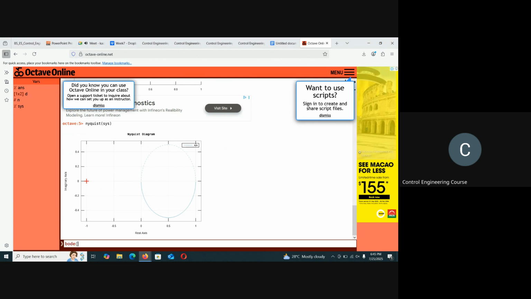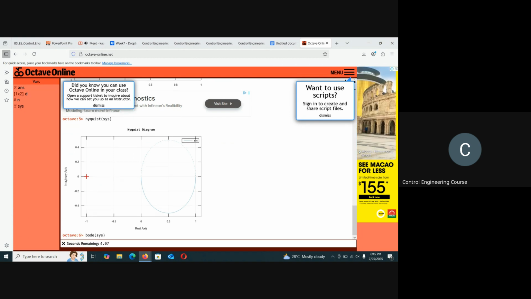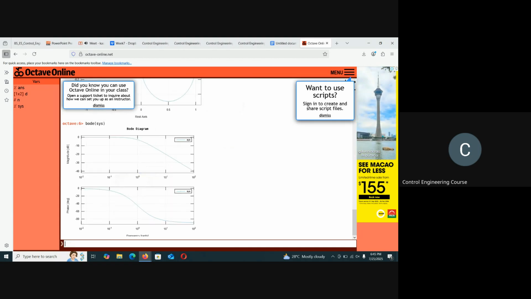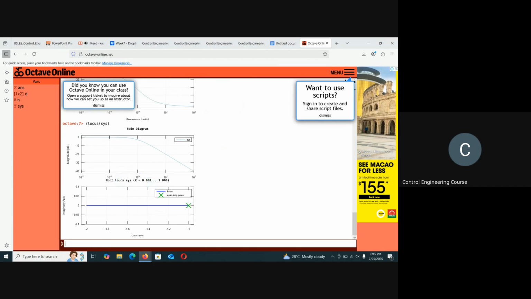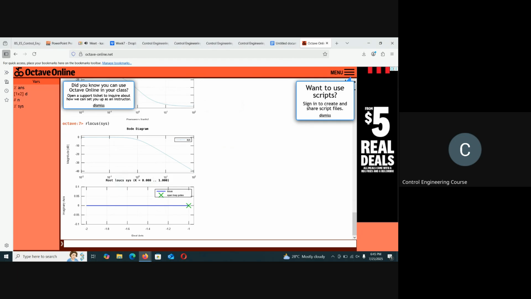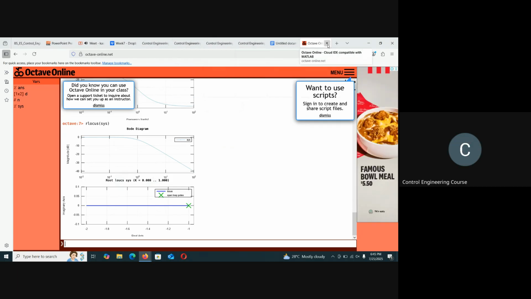Similarly, if you type Bode of sys, you will get the Bode plot. If you type rlocus of sys, you will get the root locus. Are you familiar with this? Are you familiar with these commands? Yes, sir. Okay. I don't need to go there.